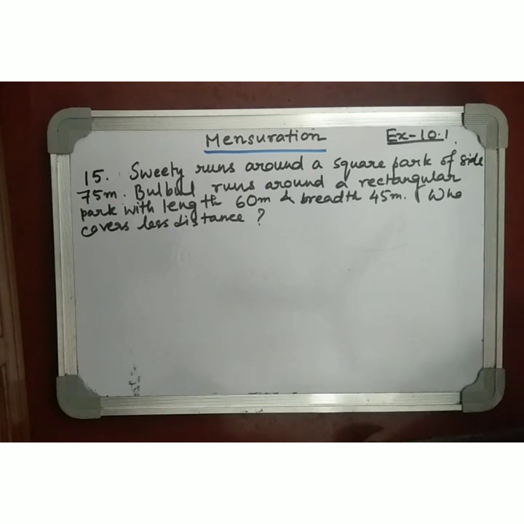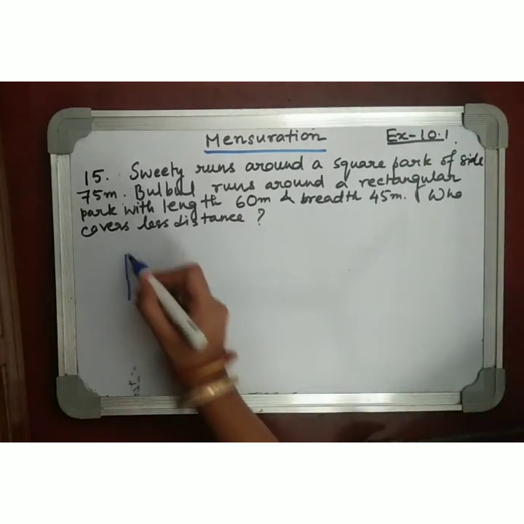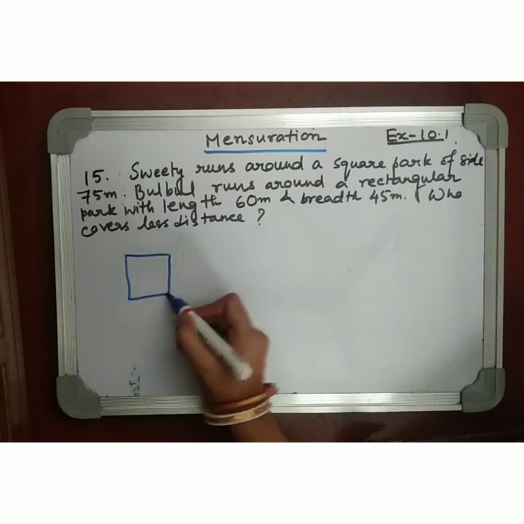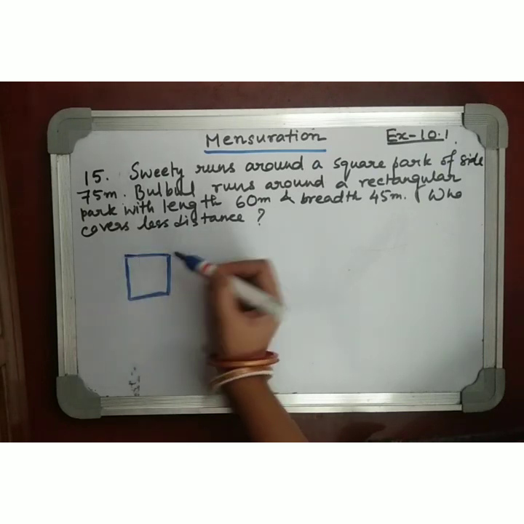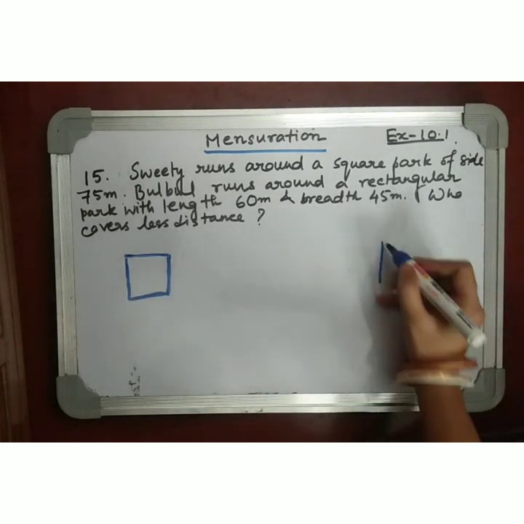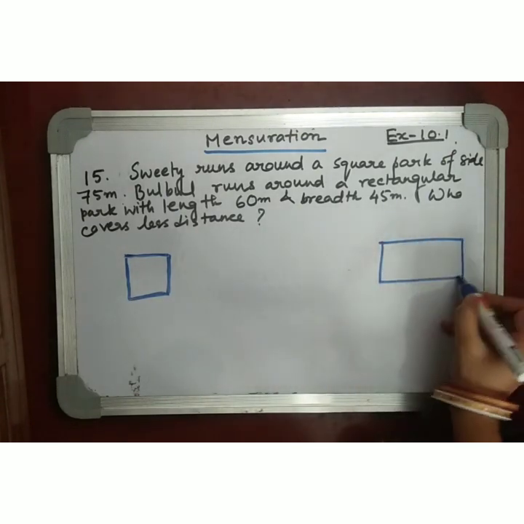So from today we will start from question number 15, and here is the sum given. Sweetie runs around a square park of side 75 meter. Bulbul runs around a rectangular park with length 60 meter and breadth 45 meter. Who covers less distance? So here it is written that Sweetie runs around a square park and Bulbul runs around a rectangular park.